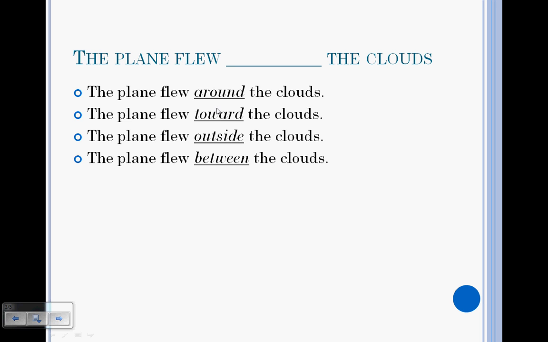And again here, we have to have this preposition to have the words the clouds make sense within the sentence. If you take around out of the sentence, it becomes the plane flew the clouds. The clouds no longer makes sense without the preposition. You have to have that preposition there to show the relationship between the clouds and the rest of the sentence.